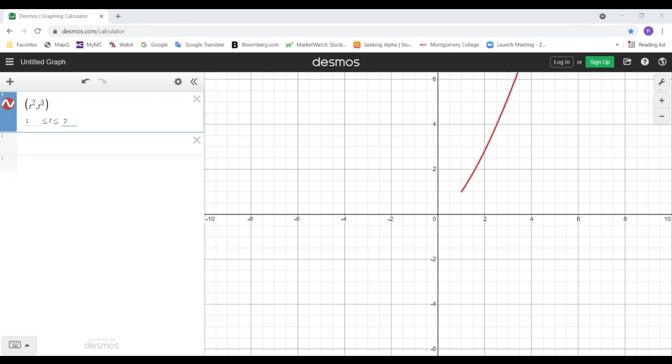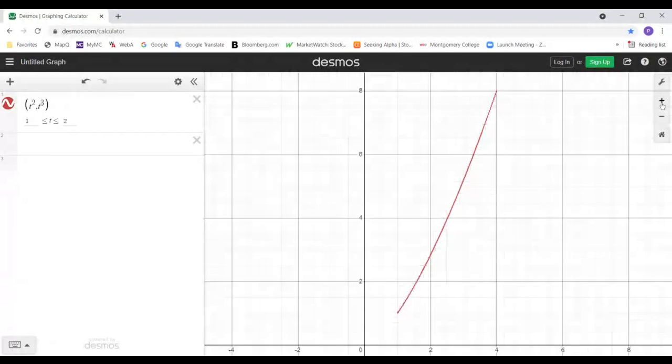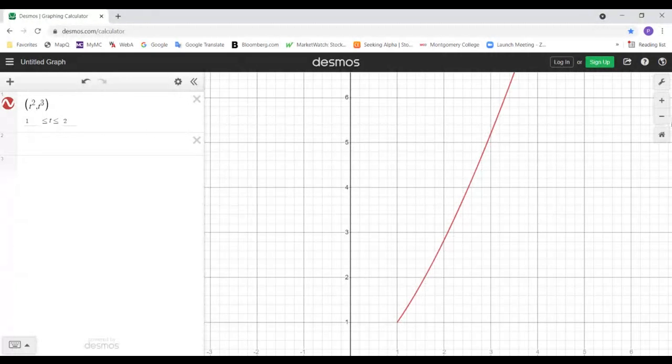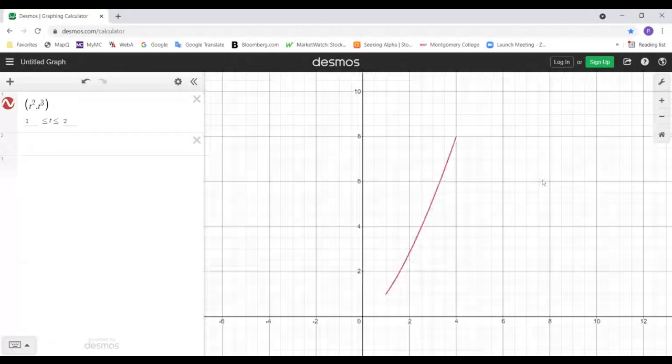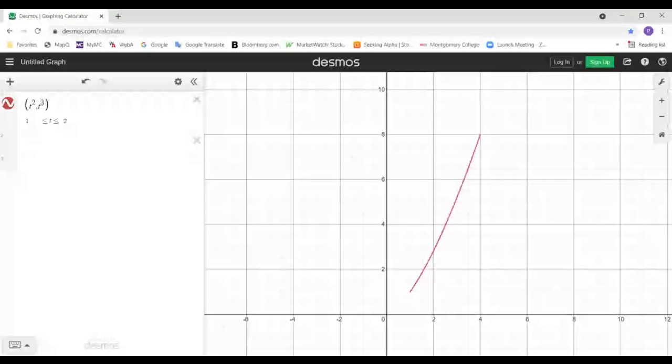And what we have to do, of course, is move this graph down a little bit. Maybe zoom in a little bit, or we could zoom out. But there's your arc, that red arc. Are there any questions so far?